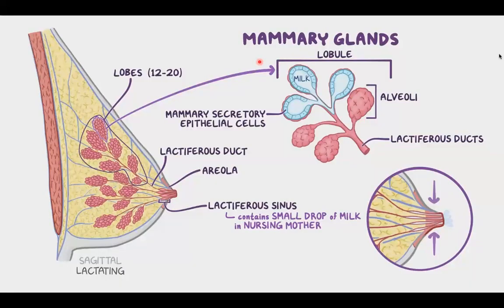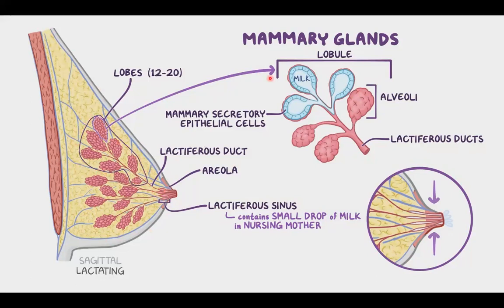Okay, moving on from the uterus, let's take a moment to look at the breast, or the breast changes during pregnancy. Okay, this is the breast over here. I want you to notice this entire section over here is what we call a lobe.